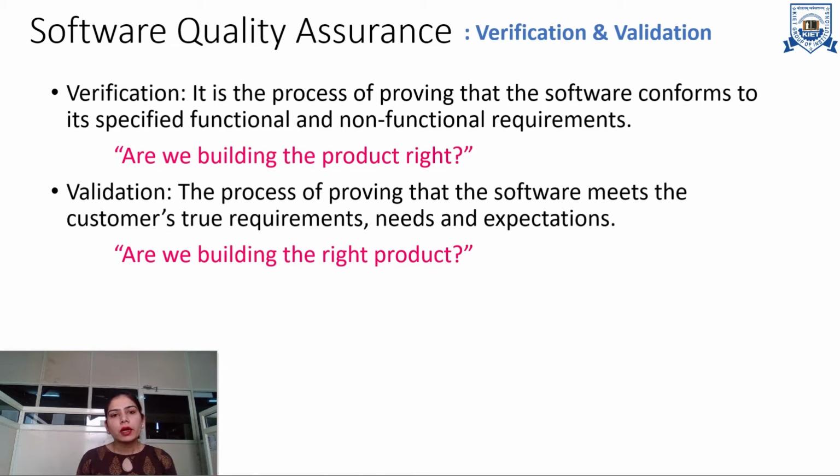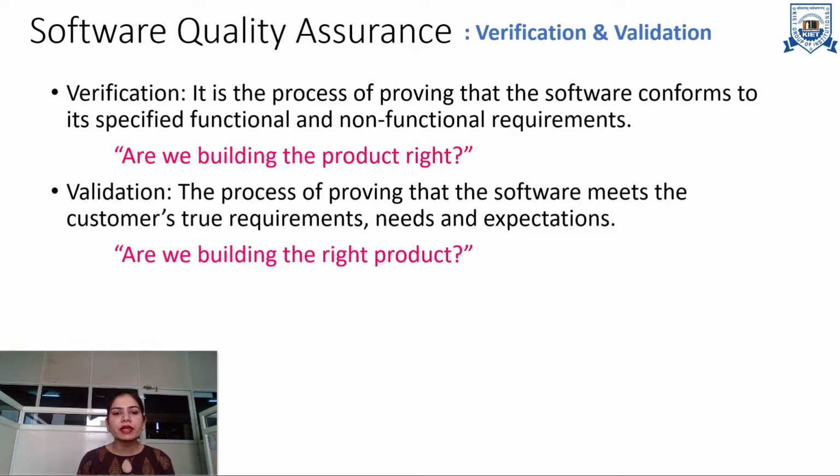So for checking the quality of the software, we basically have to perform two activities, called verification and validation. As already mentioned, verification is a process of proving that the software conforms to its specified functional and non-functional requirements, and all the functional and non-functional requirements are documented in a document called SRS, which is the Software Requirement Specification.